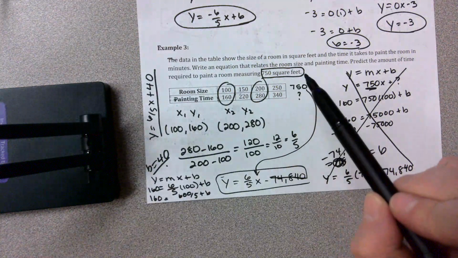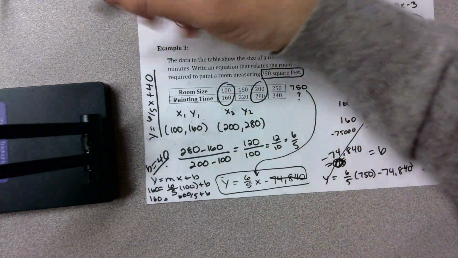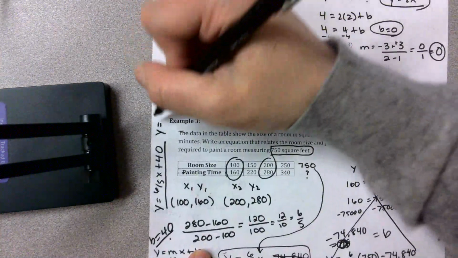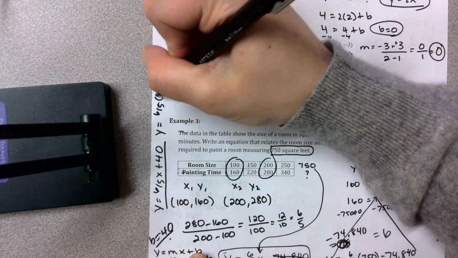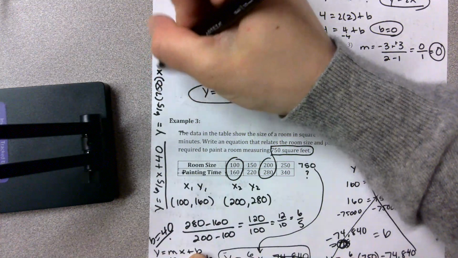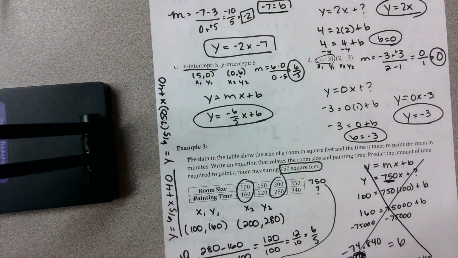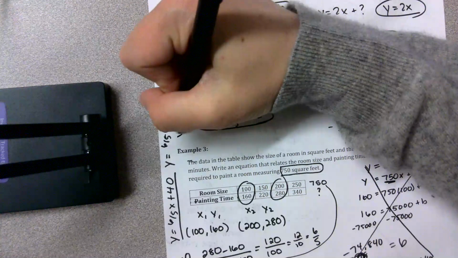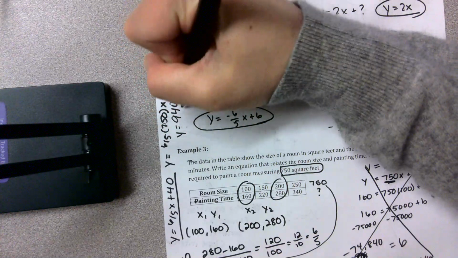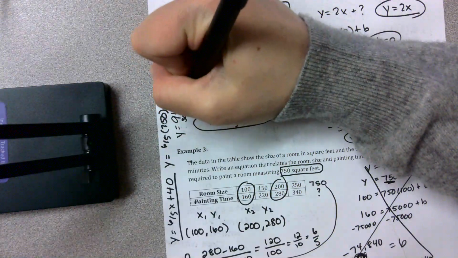Okay. Then I want to know what it is when it's 750. So I've got to substitute 750 in here. So 6/5 times 750 plus 40. Okay, so what's that going to be? 940 minutes.